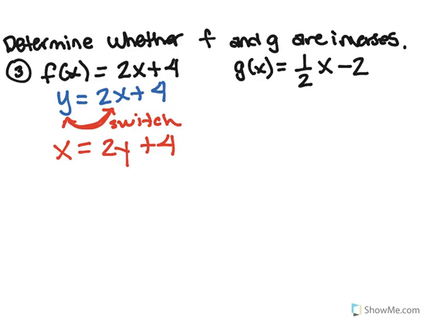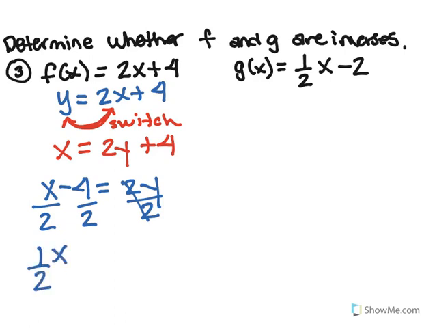And I'm going to solve for my y in its new location. So if I solve for y, get it by itself, I'm going to subtract 4 to the other side. And then I'm going to divide everybody by 2 to get it off of my y. So that will leave me with 1/2 x minus negative 4 divided by 2, that's negative 2, equals y.